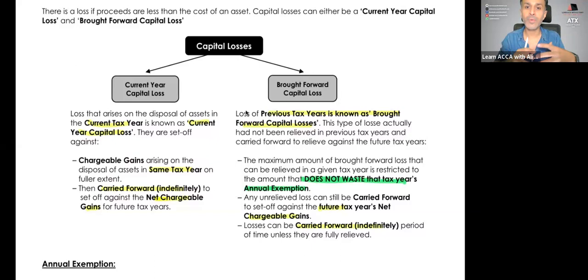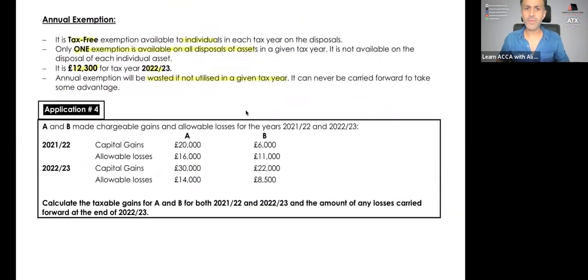So we will have to keep in check whether we are compromising on the annual exemption by relieving the capital loss brought forward. If yes, we will have to restrict it. We will give the annual exemption preference over the brought forward capital loss. How to apply that restriction nicely, in application 4 we can see the whole figure work and be convinced.